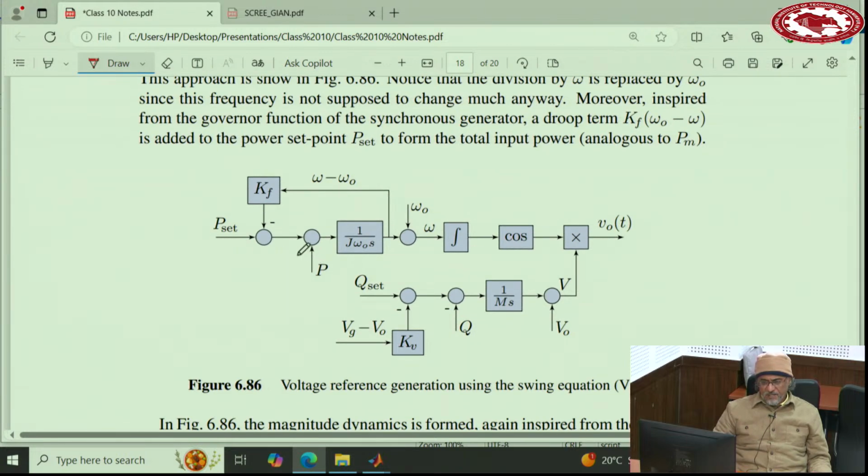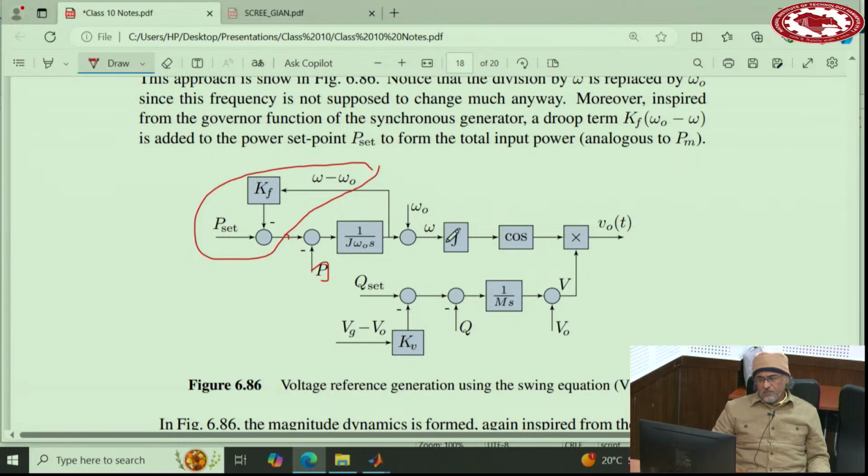Mechanical power: we know on the governor of the synchronous machine, mechanical power is a droop function of the frequency or the speed. So that's the governor operation, and that generates the mechanical power. So this point here represents mechanical power, and this represents the electrical power. So P mechanical minus P electrical, the integral of that gives you the speed.